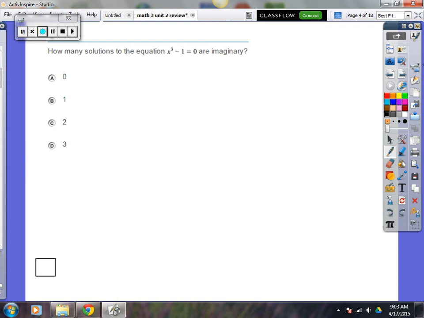Okay, number 4. How many solutions to this equation are imaginary? Okay, the street smarts way, the best trick to do this, is to graph it in the calculator. So x cubed minus 1 equals 0. These are like the roots. These are the solutions where it equals 0. So on my calculator, I type in y equals x cubed minus 1.